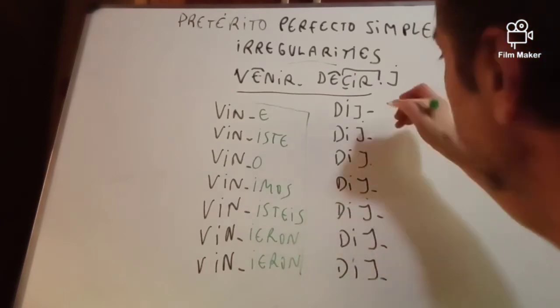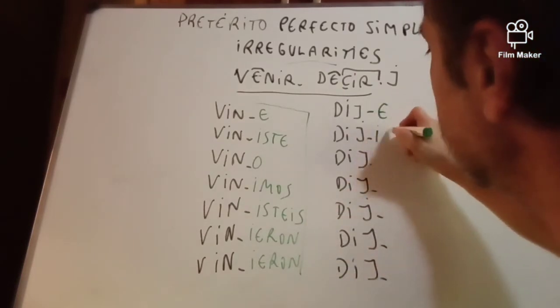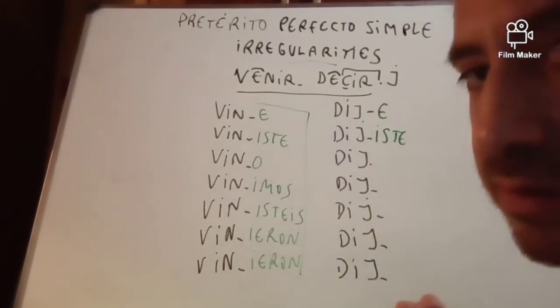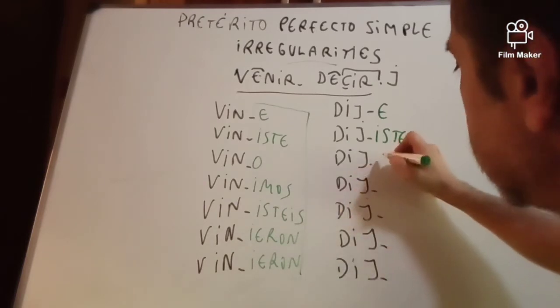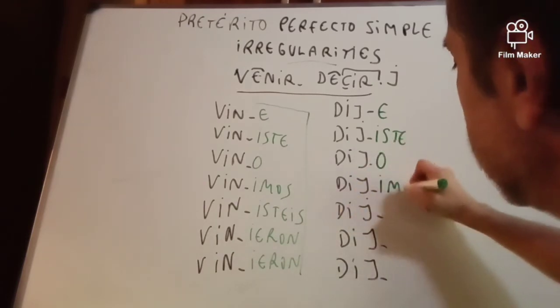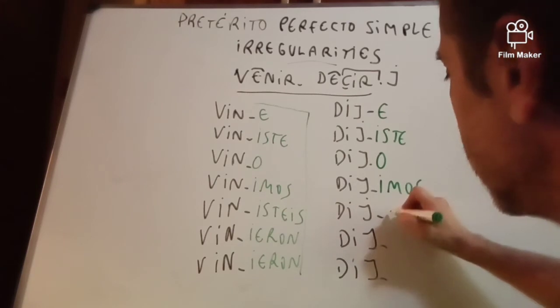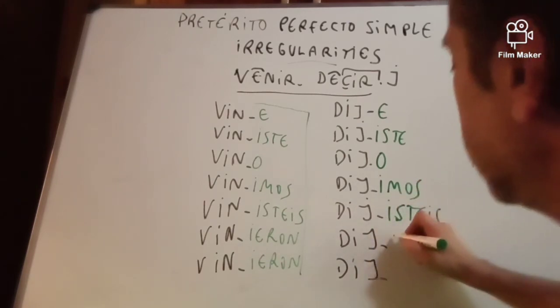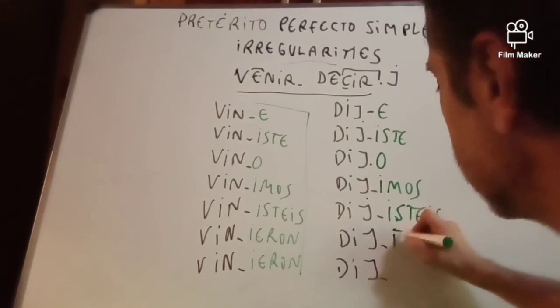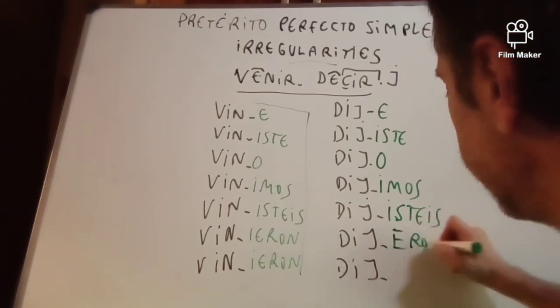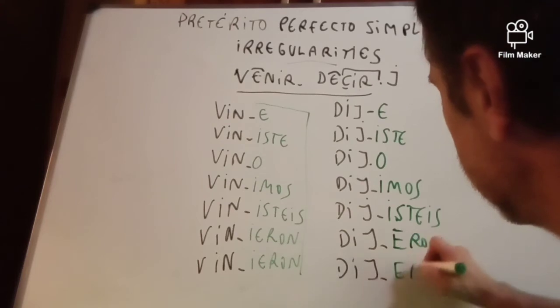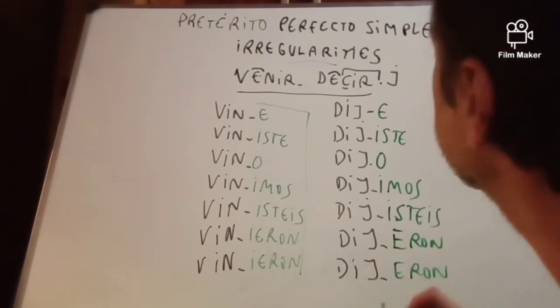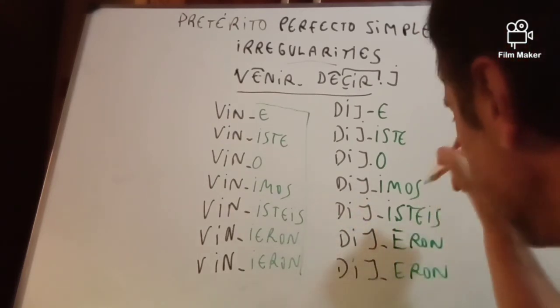I said, yo dije; you said, tú dijiste; él, ella dijo; nosotros, nosotras dijimos; vosotros, vosotras dijisteis; ustedes, ellos, ellas dijeron. Dije, dijiste, dijo, dijimos, dijisteis.